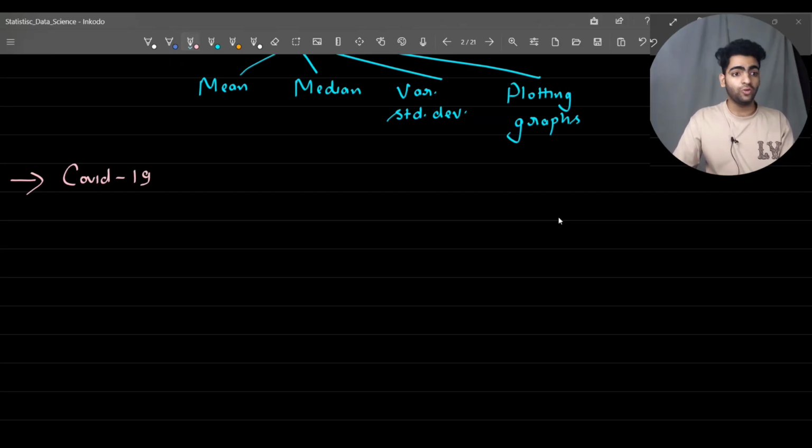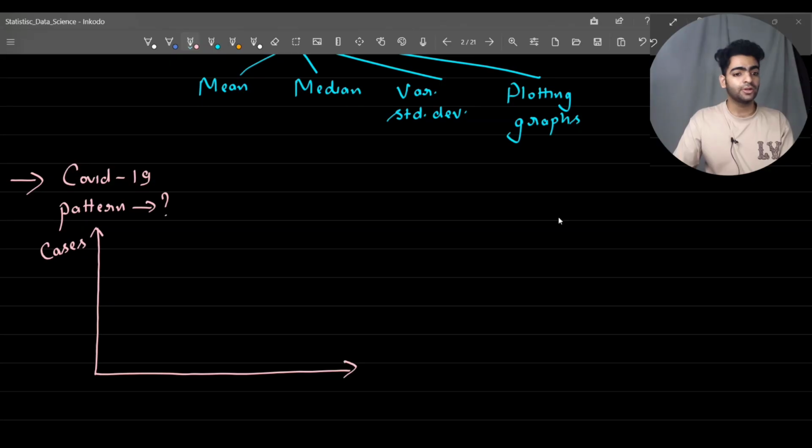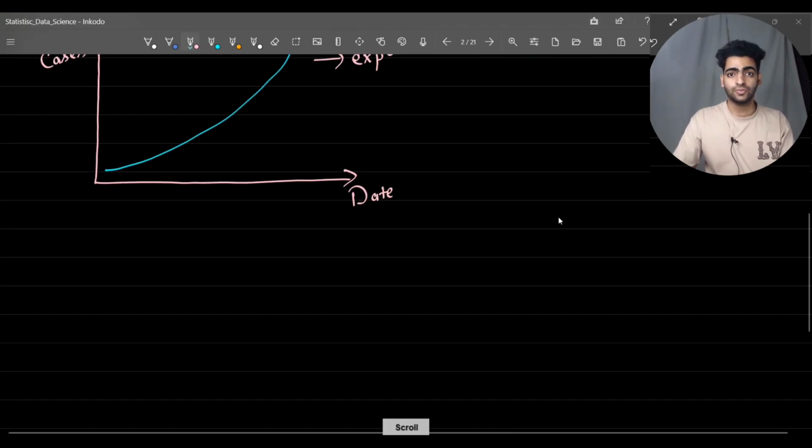See, if you have the COVID-19 data, you can easily understand what could be the pattern of increase in COVID-19 cases. Let's say on the y-axis we have the COVID-19 cases, right? And on the x-axis all we have is the date. So imagine this is the curve that I have extracted from the data itself, right? So I can say that COVID-19 cases actually increase in an exponential fashion.